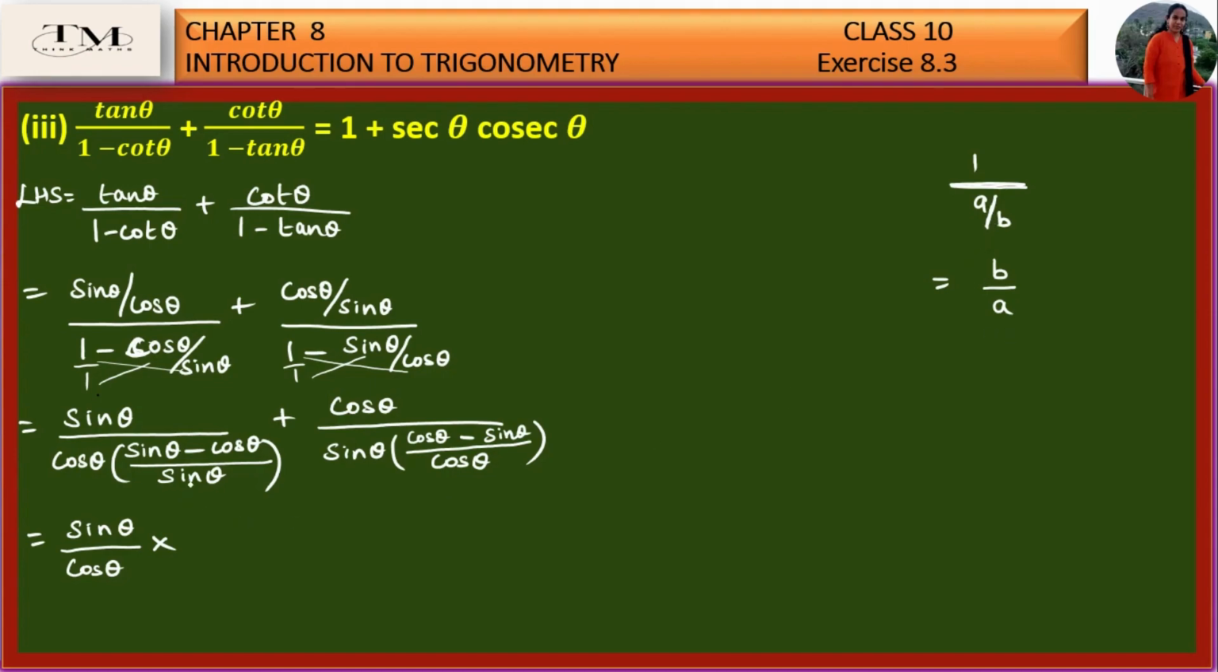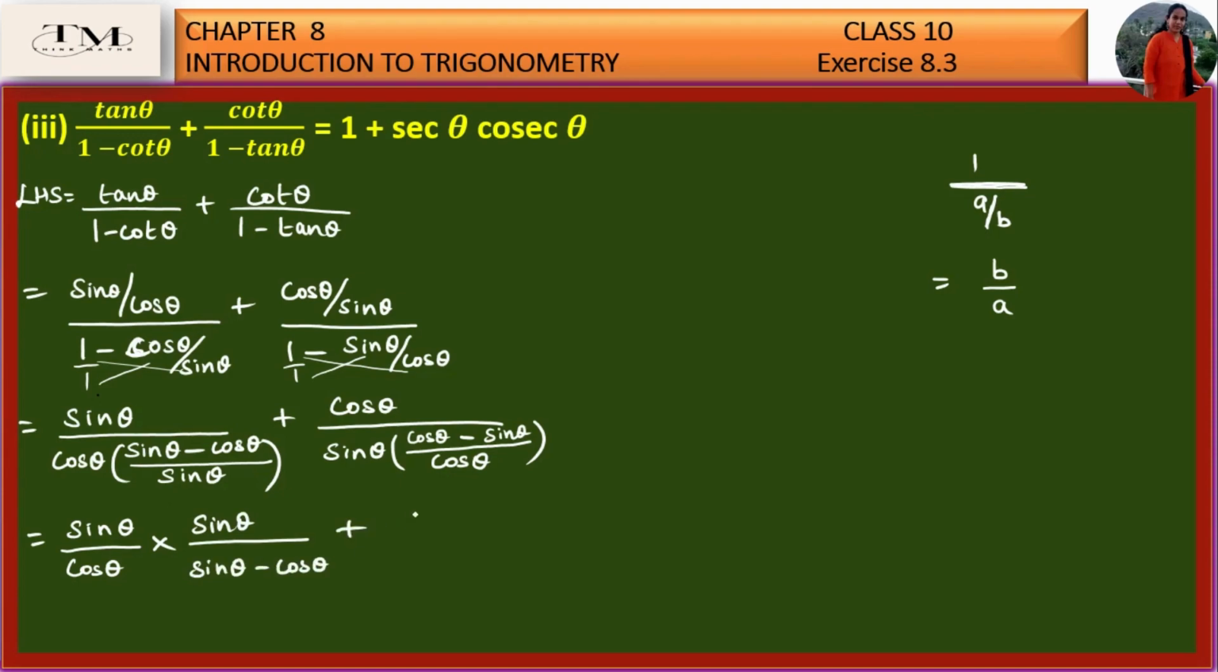So this is the same thing we are going to do. This is A and B. So what will we have? In the numerator we will have B by A. B is sin theta. So we have sin theta divided by sin theta minus cos theta.